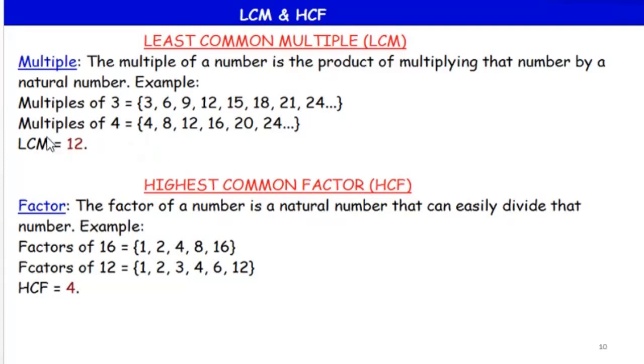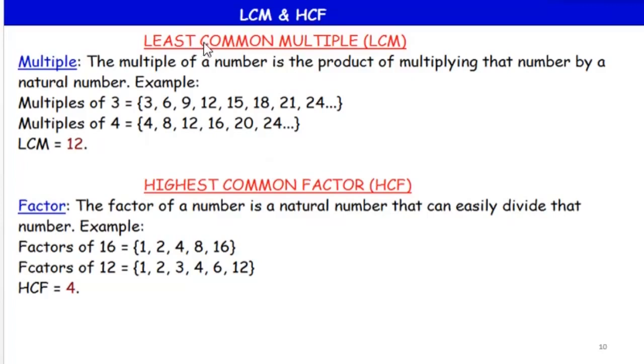Let's now look at the multiples of 4. Multiples of 4 are gotten by multiplying the number 4 by natural numbers starting from 1. So 4 times 1 gives us 4, 4 times 2 gives us 8, 4 times 3 gives us 12, 4 times 4 gives us 16, 4 times 5 gives us 20, then 4 times 6 gives us 24, and the list goes on and on. So that is what we mean by the multiple of a number.